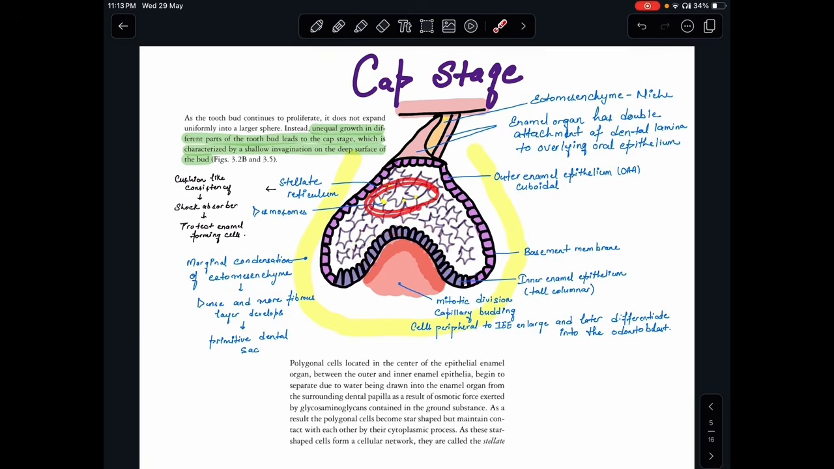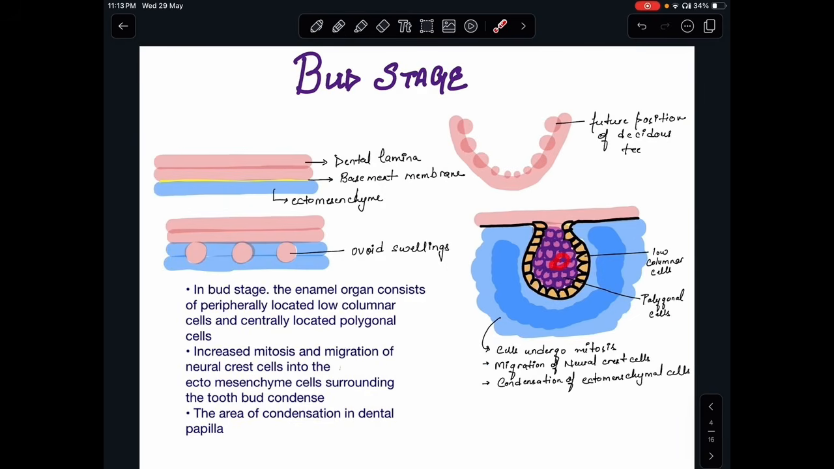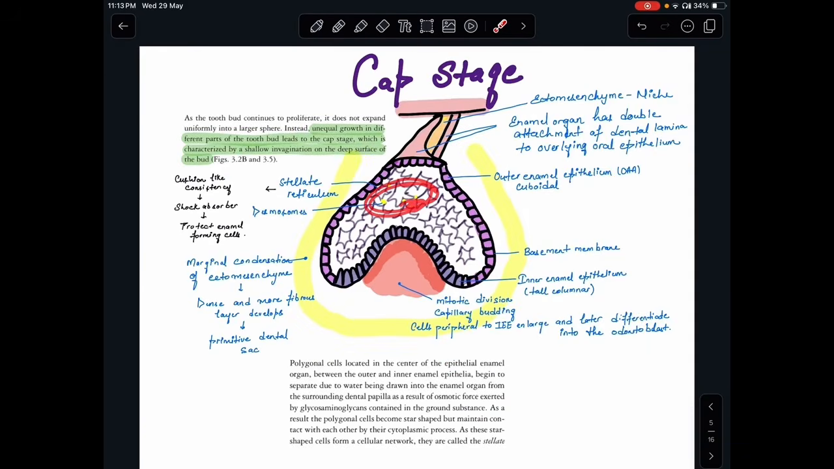Okay, what else is here? So this is the stellate reticulum. So we had some polygonal cells in here. These are converted into stellate reticulum. What is stellate reticulum? These are star-shaped cells, and how are they formed? So the polygonal cells absorb a lot of water. And why do they absorb a lot of water? Because we have a lot of glycosaminoglycans in the matrix or the ground substance in here. So when they absorb a lot of water, they are converted into star-shaped cells. And this entire network, they are all connected to each other through desmosomes. Okay. So this entire network of the star-shaped cells is called stellate reticulum.